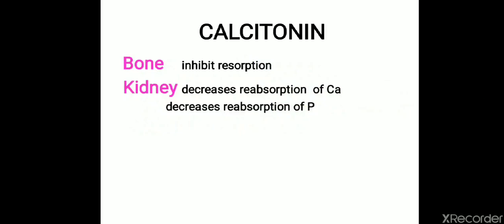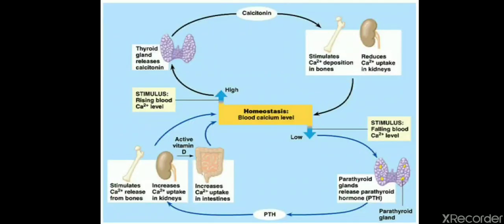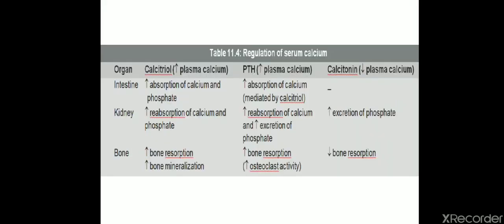Coming to the function of calcitonin, in bone it inhibits bone resorption, and in the kidney it decreases the reabsorption of calcium as well as phosphorus. So the serum calcium level is maintained by calcitriol, parathyroid hormone and calcitonin. Calcitriol and parathyroid hormone both increase plasma calcium level, whereas calcitonin decreases plasma calcium level.